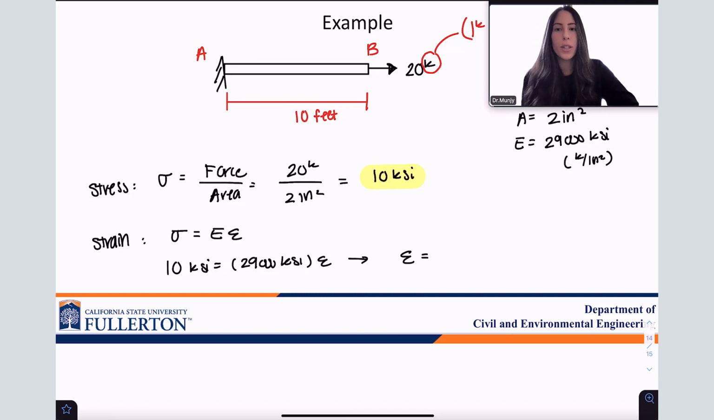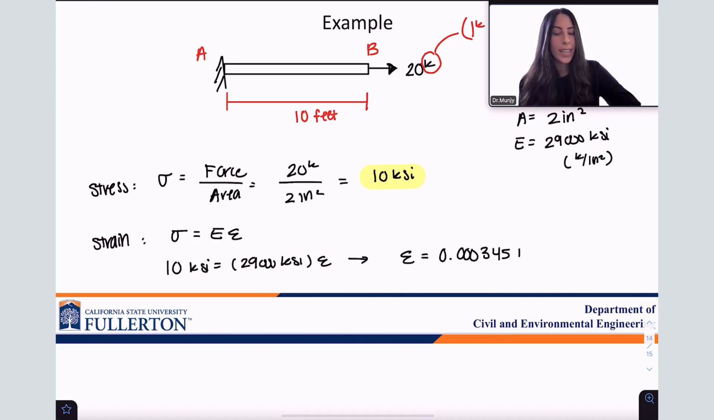And just real quick to go over, modulus of elasticity should be given to you because it's dependent on the type of material. So this is a common modulus of elasticity, or Young's modulus, for steel. Okay, so that would be given to you, and it's dependent on the material type. Okay, back to our problem.